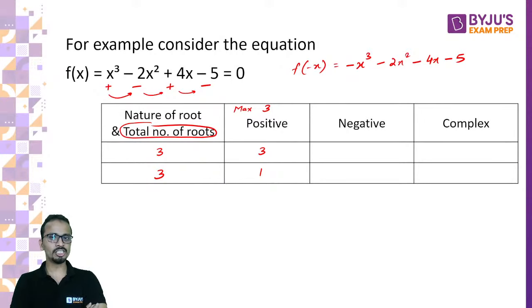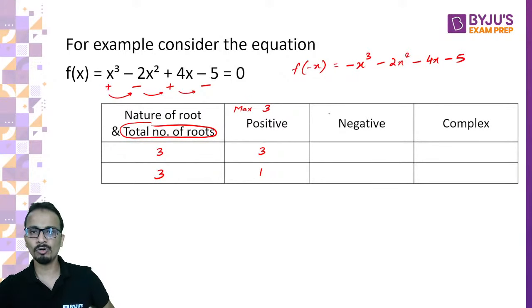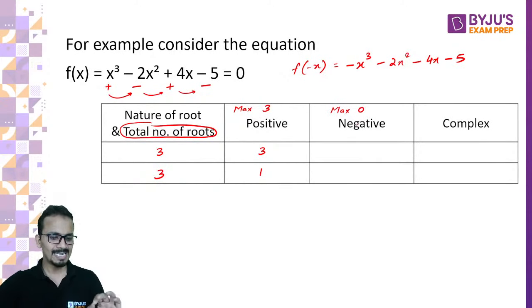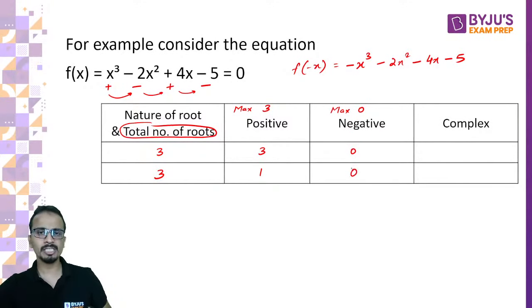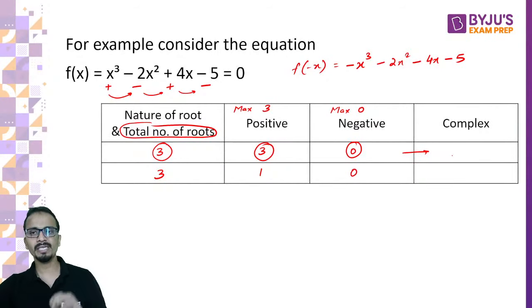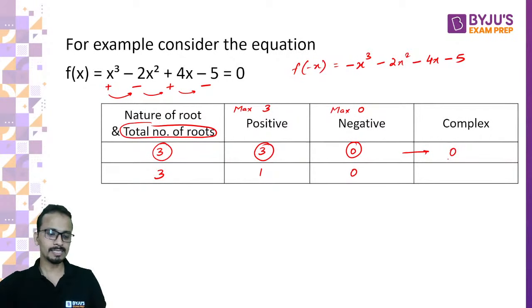So number of sign changes in f of minus x is 0. So this equation will have maximum 0 negative real roots. All right. So number of negative real roots will definitely be 0. Now tell me, total roots are 3. If the number of positive real roots are 3 and number of negative real roots are 0, so what will be the number of complex roots? Now the number of complex roots will definitely be 0.